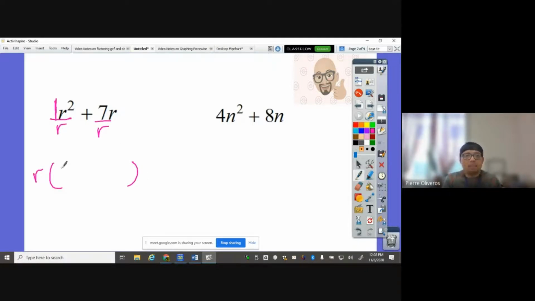What's r squared divided by r? It's just going to be r. 7r divided by r, this crosses out, so it's going to be just 7. And if you distribute this back, you will get the answer, and that's the right factor.